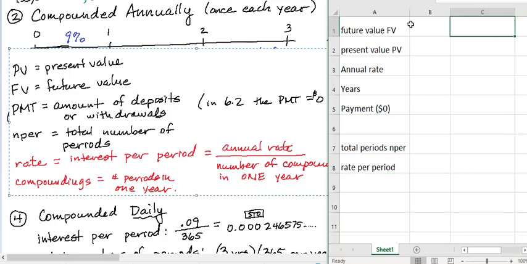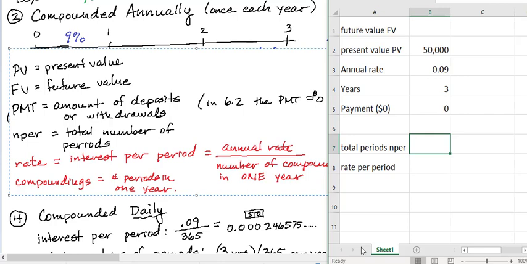To redo our example, we're trying to find the future value, so that will stay blank. The present value will be 50,000. The annual rate was 9%. The number of years of the investment was 3 years, and the payment was $0.